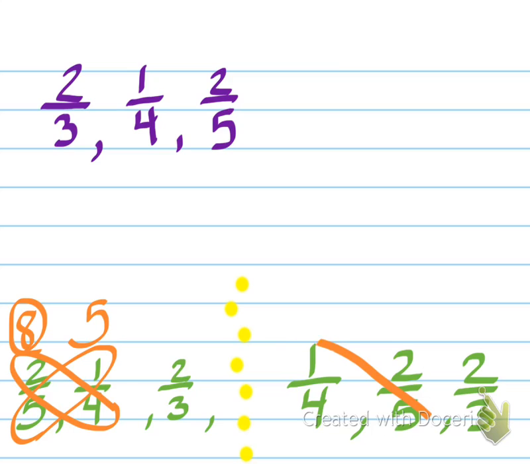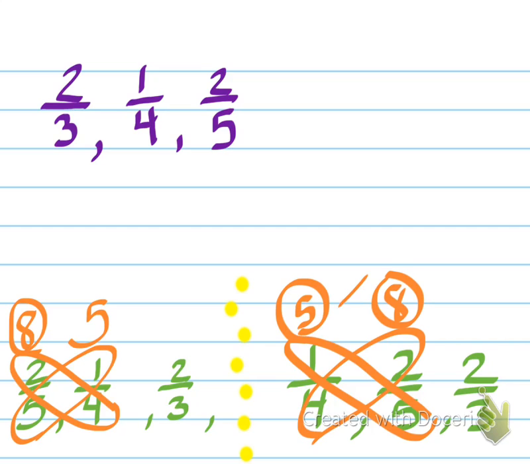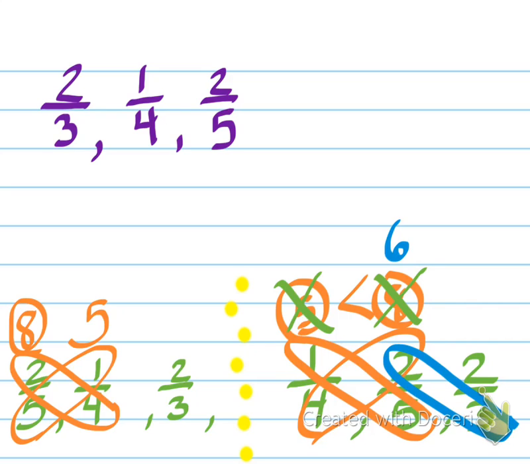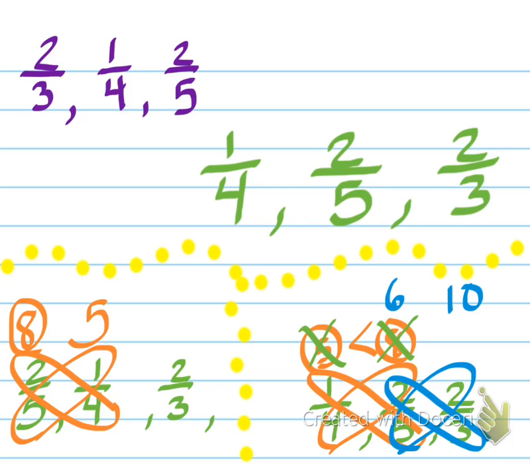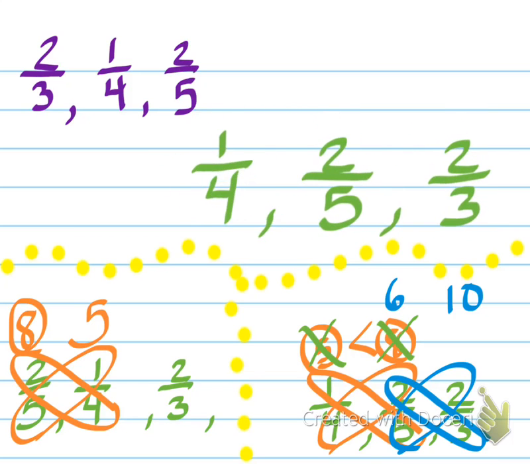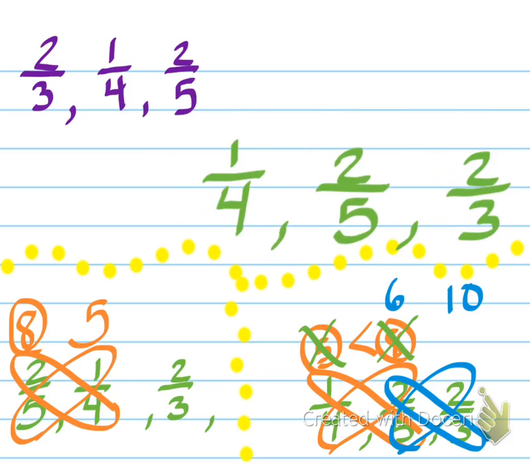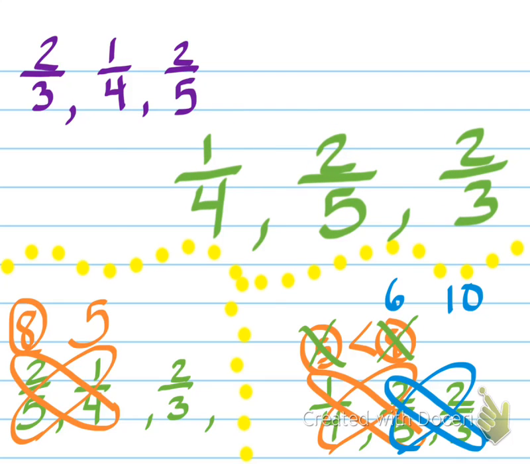Then we go ahead and cross multiply, and we have 5 times 1 is 5, and 4 times 2 is 8. Yay, it's working, it's really working. Then we keep cross multiplying, and we say that 3 times 2 is 6, and 5 times 2 is 10. So we have them in order from least to greatest. So our answers from least to greatest are 1/4, 2/5, and 2/3.